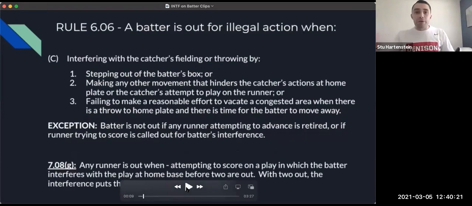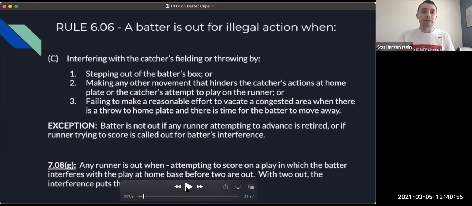Now, like I said, today we want to look specifically at 606C, and this is the batter typically interfering with the catcher's fielding or throwing by doing one of these three things. So here are our three major categories. Number one, stepping out of the box. Secondly, making any movement that hinders, there's that word again that people use, the catcher's actions at home plate or the catcher's attempt to play on the runner. So that includes a steal play or even a back pick. And then the third one is the congested area provision. So those are the three categories that we're going to look at.